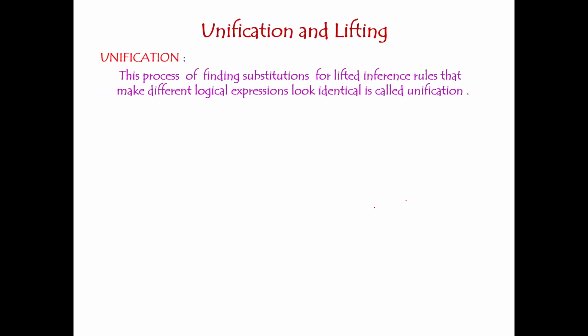So what is meant by unification is that we select two sentences. Those two sentences actually look different, but our aim is to find some substitution that will make both sentences look alike. So that we call unification. It is a process of finding substitutions for lifted inference rules that make different logical expressions look identical. There are two different logical expressions, but with the help of this substitution, we make them look identical. This we call unification.